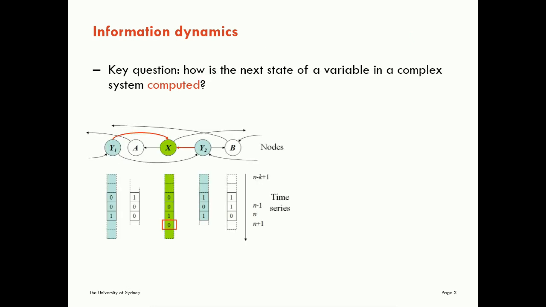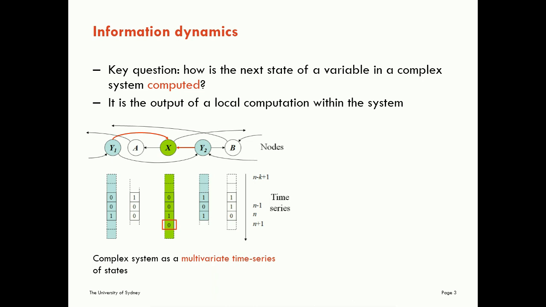So in the previous sessions in this set, we started off looking at the philosophy of information dynamics, which asks the key question of how the next state of a variable in a complex system is computed. We looked at complex systems as multivariate time series of states and concentrated on thinking about the computation of that next state as the output of a local computation within the system at that specific point in space and time.